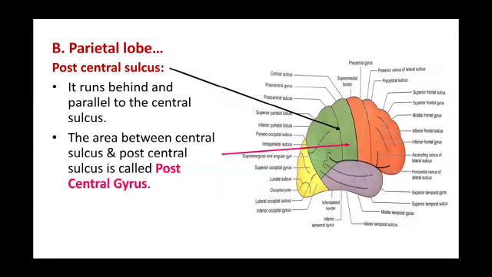So coming to the parietal lobe, we can see the post-central sulcus. This runs behind and parallel to the central sulcus. The area between the central sulcus and the post-central sulcus is called the post-central gyrus.